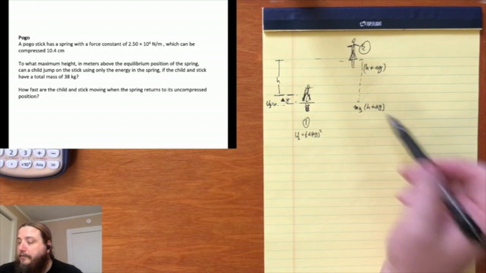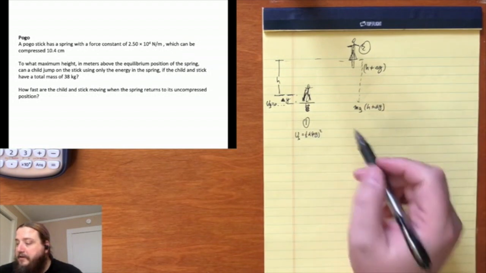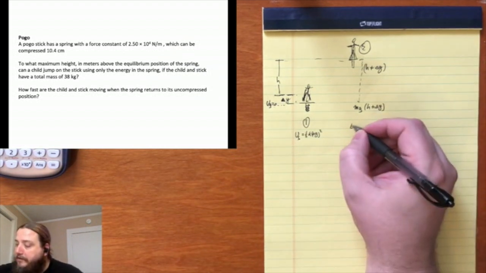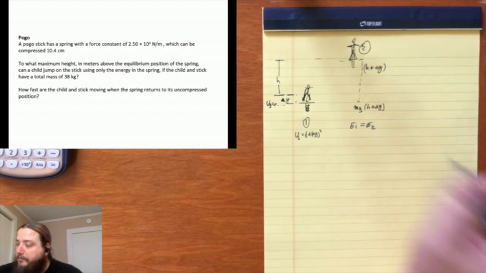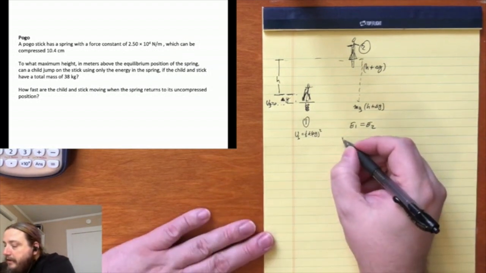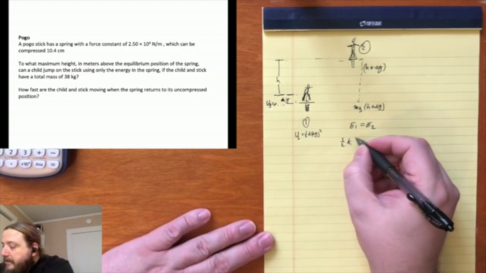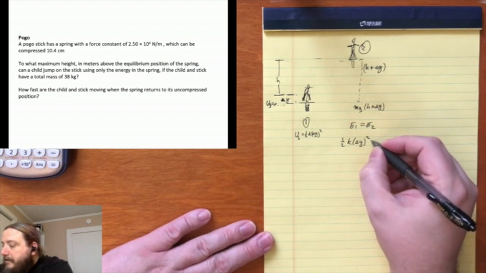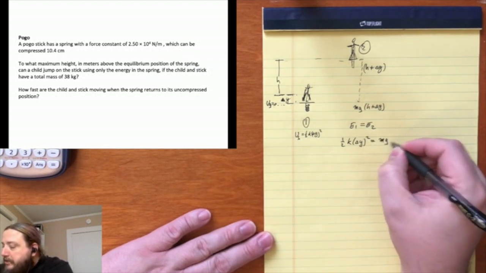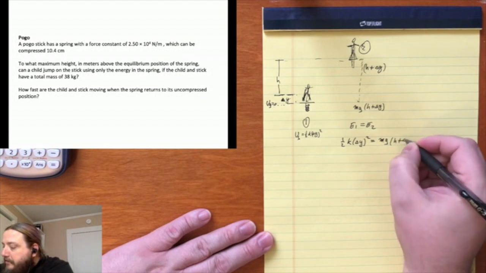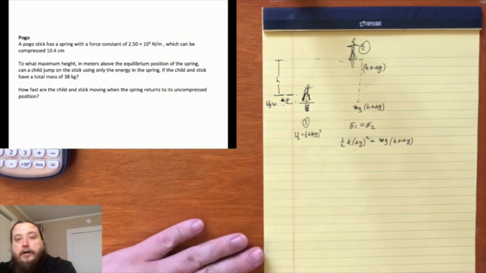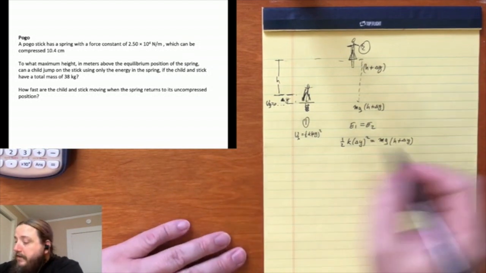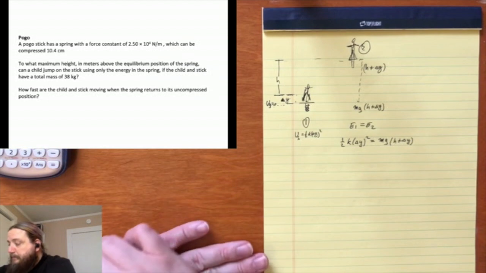Here at moment 2, we have only gravitational potential energy. And we're going to conserve energy between them, so we can say the energy at moment 1 equals the energy at moment 2. So 1/2 k delta y squared is equal to mg times (h plus delta y). And now we can solve for the thing that we're looking for, in this case, our height h.